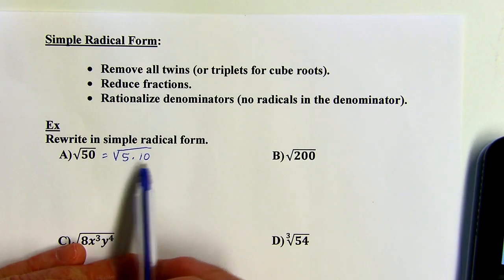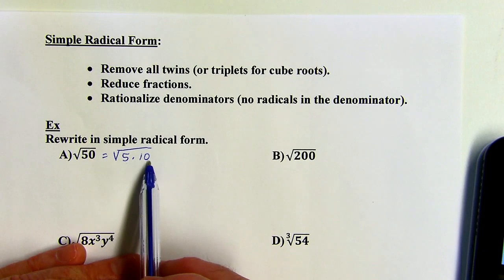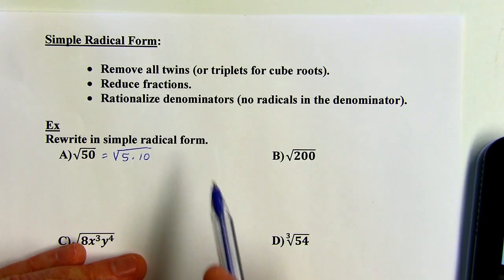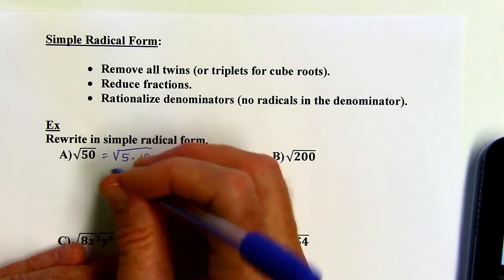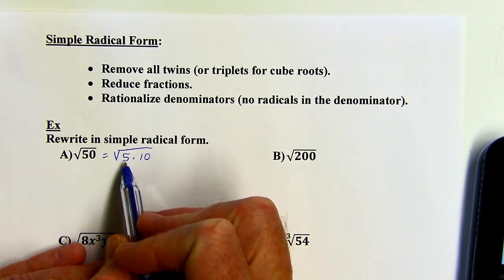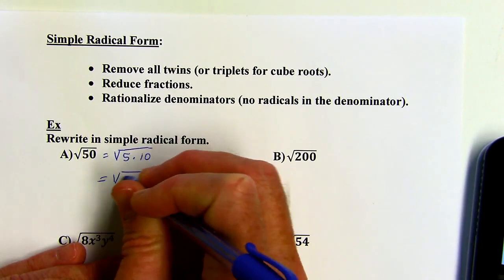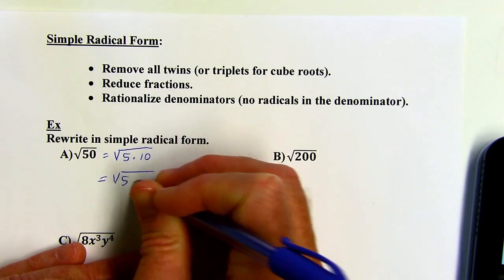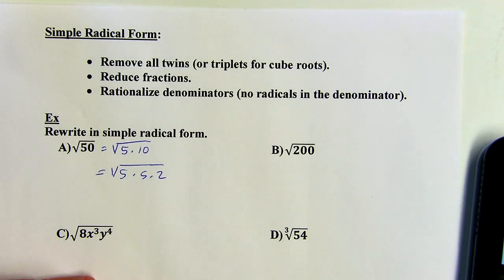So I don't have double 5s. I don't have double 10s. I just have a 5 and a 10. But I can keep breaking up the 10. I can't break up the 5 any further because it's a prime number. It just doesn't break up any further. There's no multiplication problem except 1 times 5 using integers where the answer is 5. But I can break up the 10 because that's 5 times 2. So here I've got it broken up all the way now.